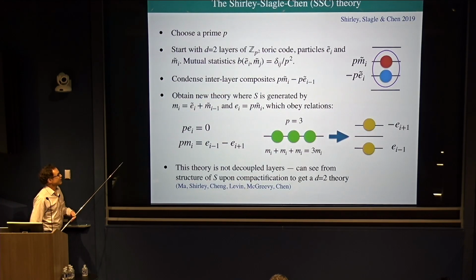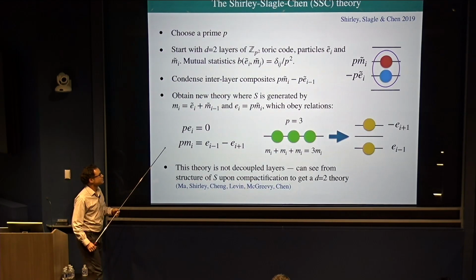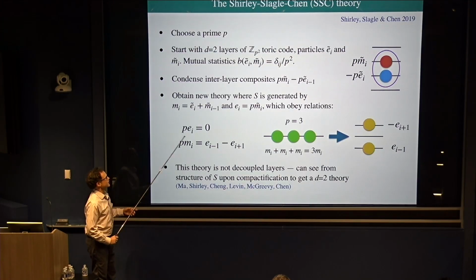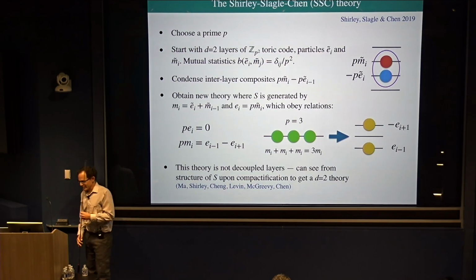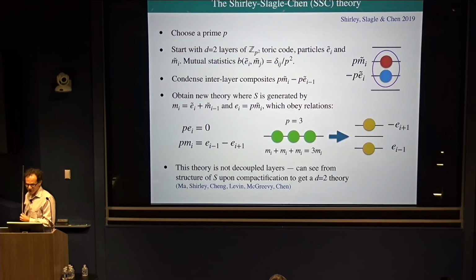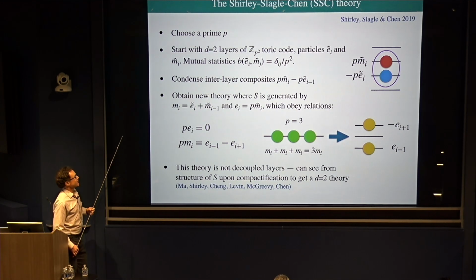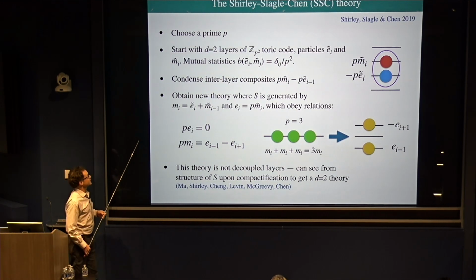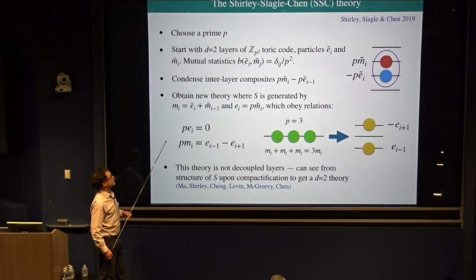But there's a very important example, and two of the authors are here at this meeting, which they called something else, but I'm going to name it after the authors, because this example turns out to be really important, and it needs a name. And I'm going to call it the Shirley-Slagle-Chen theory, or SSC theory. And so what is this example? So I'll tell you how it was originally constructed.